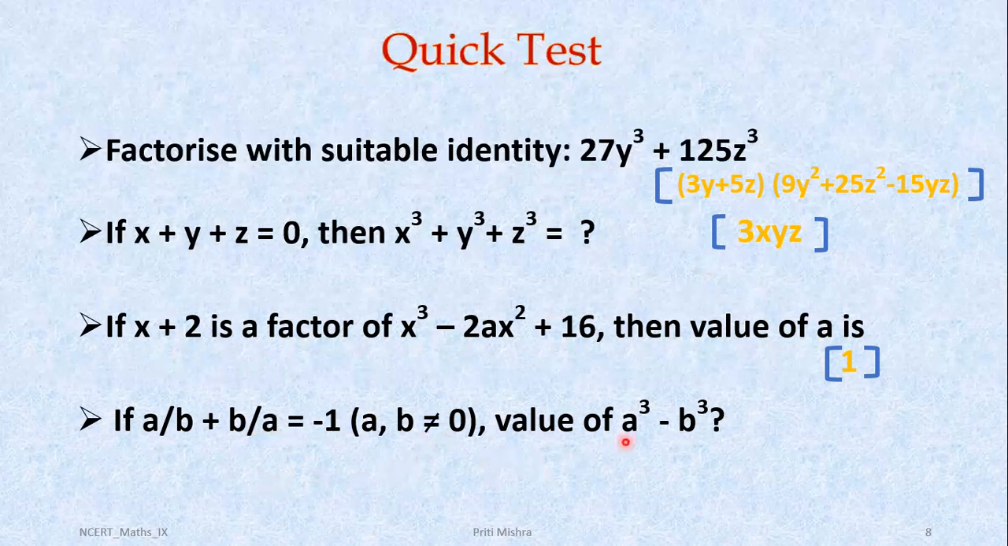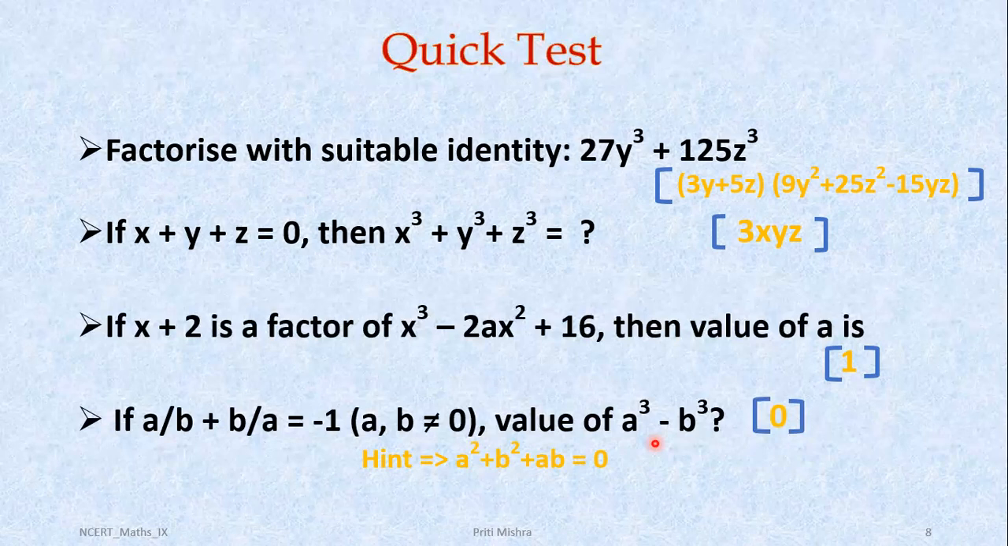How did you find this question? Here I am going to give you one hint. If you have not done it, a square plus b square plus ab is equal to 0. This expression you can have from the one given in the question. After solving, you need to take the LCM here. You will get this result. And now you have to use this result in identity number 7. Then you can have this value. So its answer is 0. I hope you have done it.